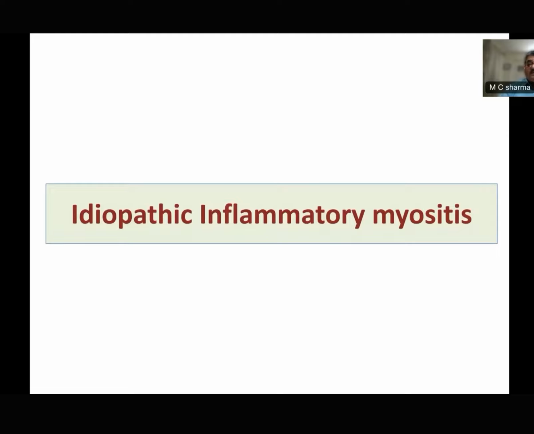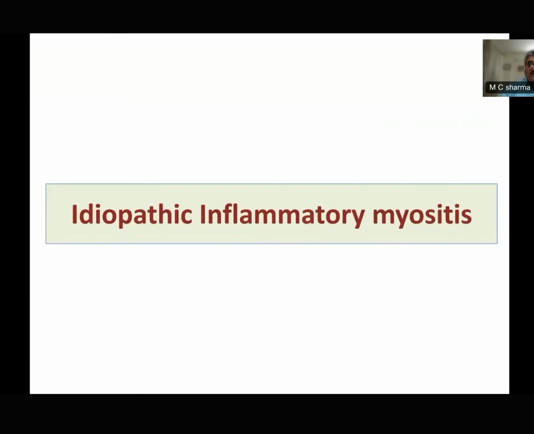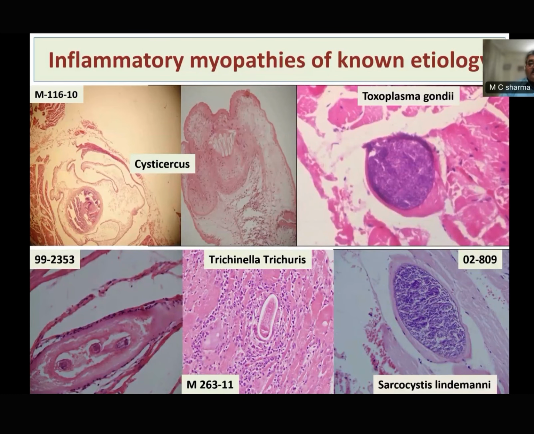Nowadays, there is a lot of debate on the classification of the idiopathic inflammatory myopathies. There are some muscle diseases where you get the parasite. Muscle biopsies are not done for the diagnosis of the parasite, but sometimes these are incidental findings. This is a cysticercus. This is the trichinella. This is the toxoplasma. This is the sarcocystis lindemanni. Sarcocystis and toxoplasma are very close differentials.